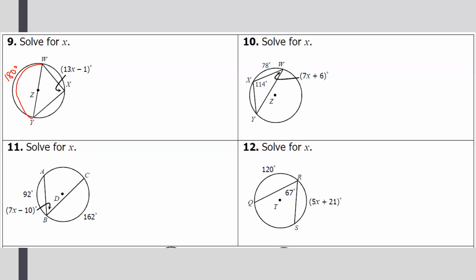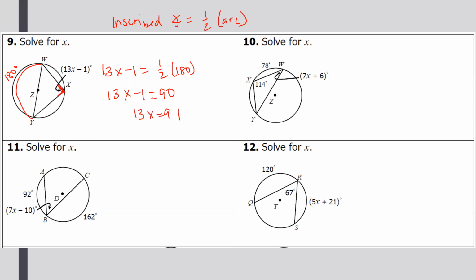So now we can just use our relationship. The inscribed angle is half of the arc inside of it. So you just have to ask yourself which one's the angle and which one's the arc. In number 9, the angle is 13x minus 1. The arc is 180 degrees. And so you could say half of 180 degrees, or you know what half of 180 degrees is. It's 90. Add 1 to both sides. Divide by 13. x equals 7. It was just asking us for x, so we can stop right there.